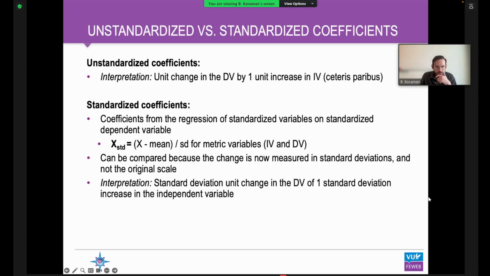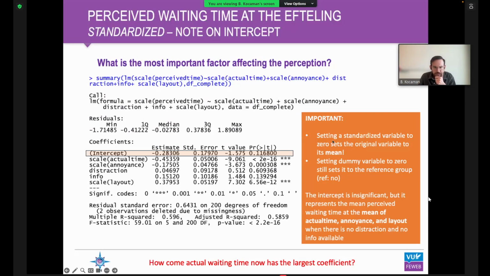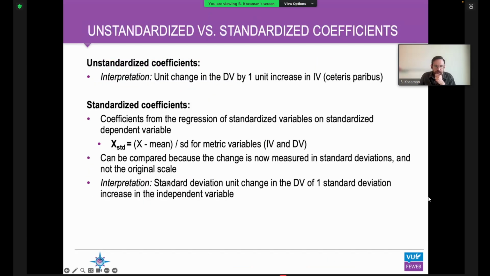So maybe, did I make a mistake here? Setting a standardized variable to 0 sets the original variable to its mean. No, this is correct. So here, how does this standardized variable become 0? Because we set this to 0, right? It means that we set this original variable to its mean.